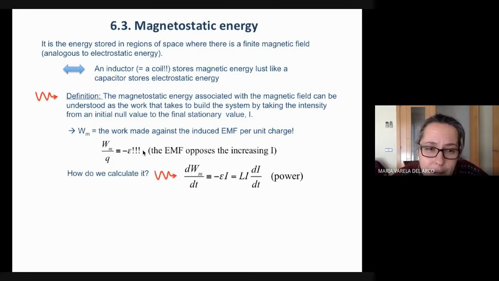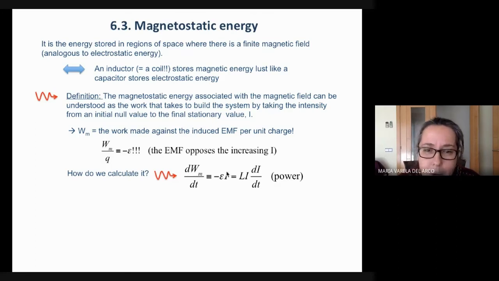So how do we calculate then? Well, the power that we have to use during this process will be the derivative of the energy with respect to time, as usual. Now, if we can say that the magnetic energy is Q times epsilon, the derivative of Q times epsilon with respect to time, assuming, for example, that the pace of charging is constant, just for the sake of simplicity, will be epsilon times the derivative of Q with respect to time, and this is the intensity.